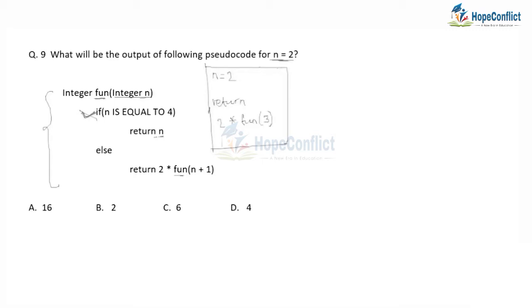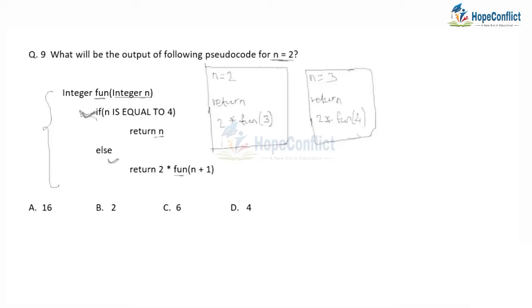Okay, so for this next function value of n is 3. Again, this if condition is not satisfied in this case, value of n is not equal to 4. So we are going to enter in this else part. In this else part, we are returning value as 2 multiplied by function of n plus 1. Now n plus 1 value will be 4 in this case, so we are going to call this function again.